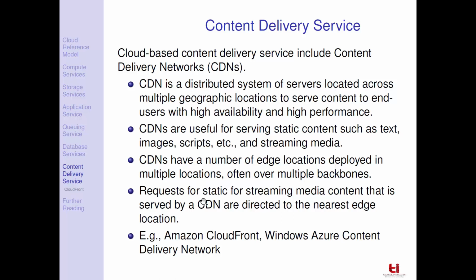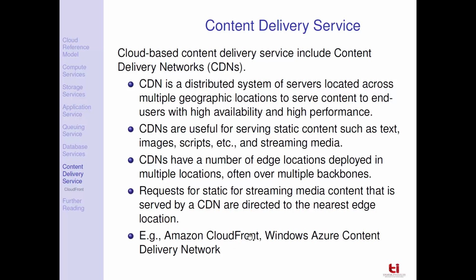So in this, when the users request static or media streaming content that is served by a CDN, the requests are directed to the nearest edge location. So this has hugely reduced the propagation delay. Obviously, the streaming media or the content that the user has requested will be provided very fast to the user. Examples of such content delivery services are Amazon CloudFront and Windows Azure Content Delivery Network.